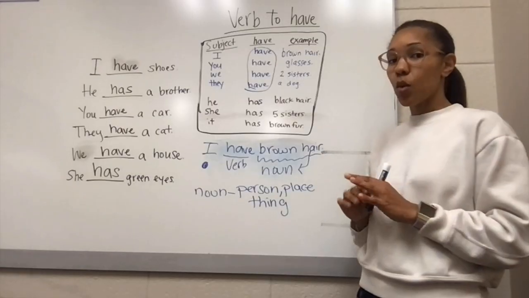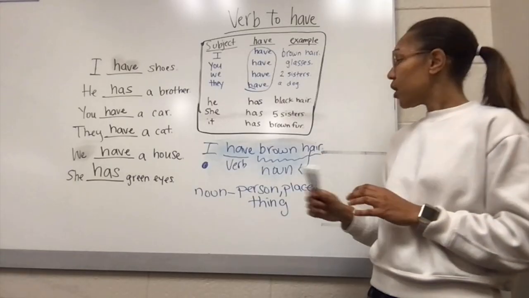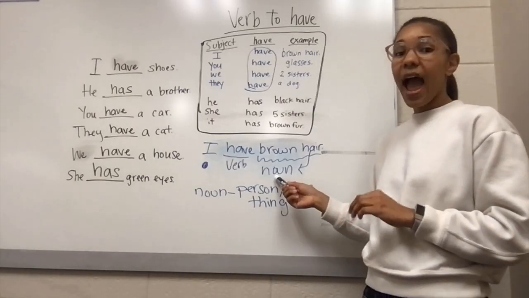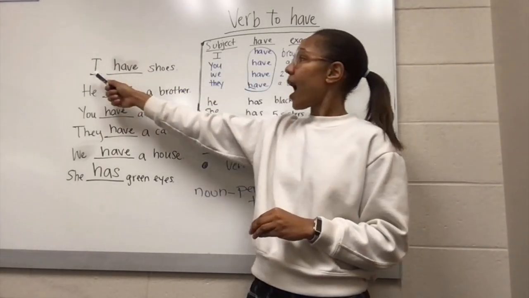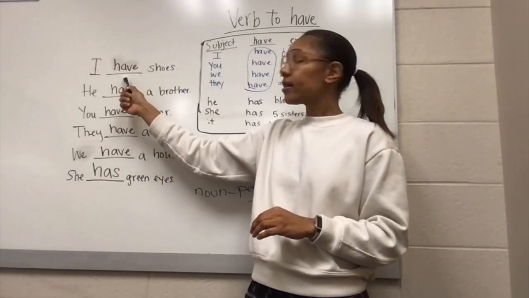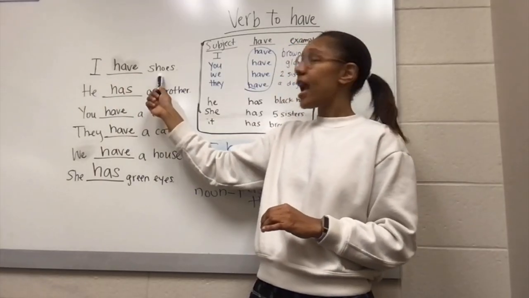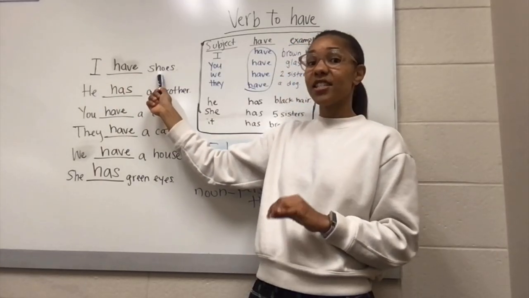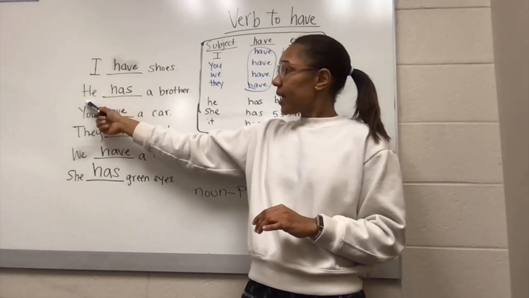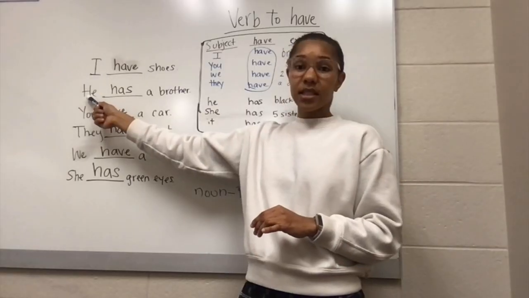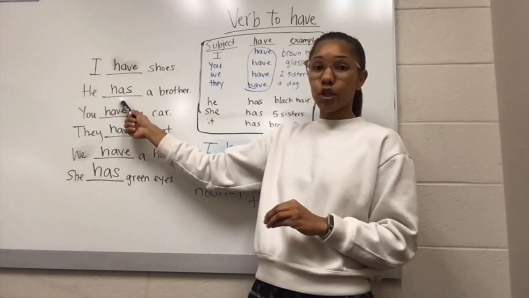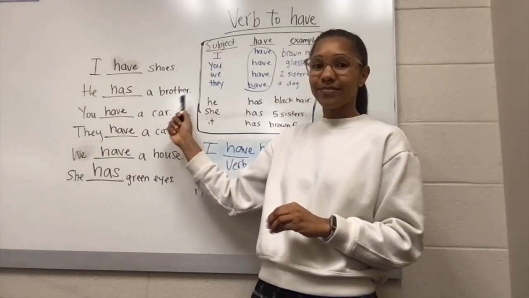And remember, when we use to have, we need to put a noun after. So like here, I have shoes. I is a subject, have is the verb, and shoes is a noun because it's a thing. The same here: he has a brother. Subject, verb, noun. Very good.